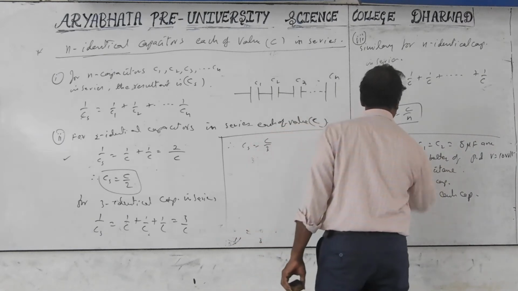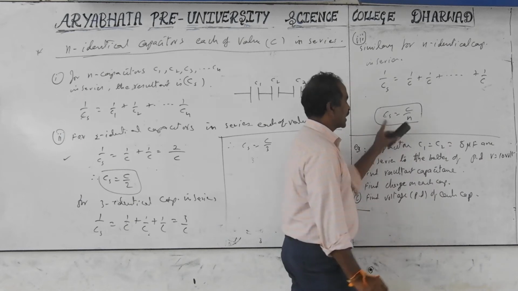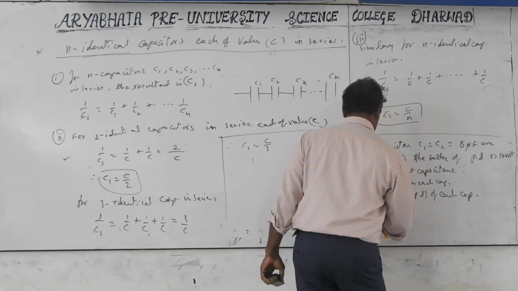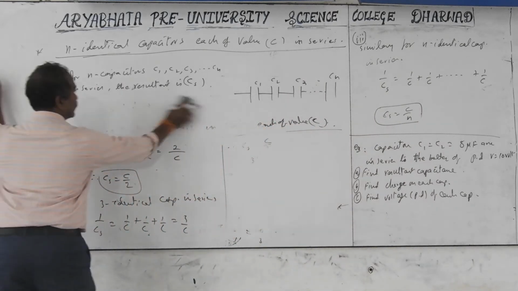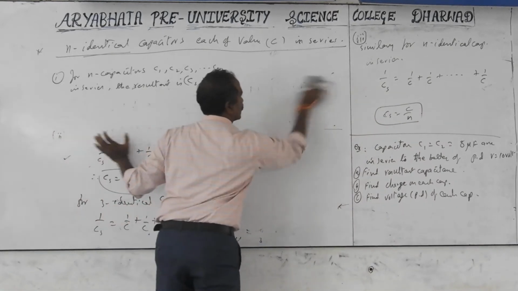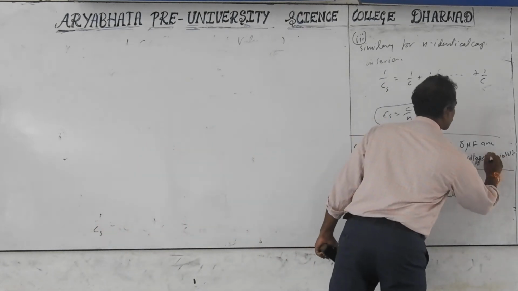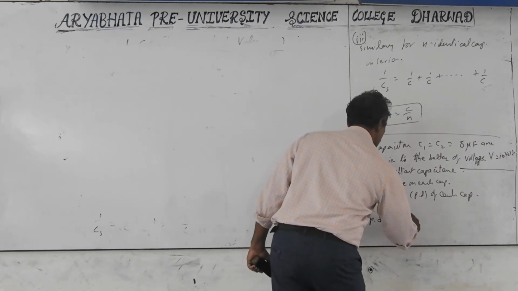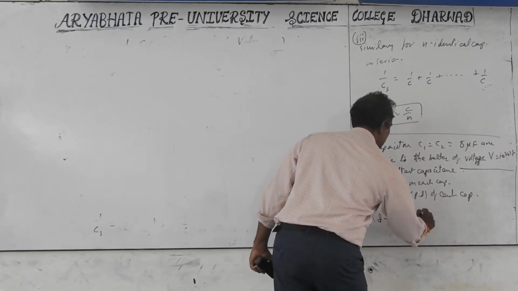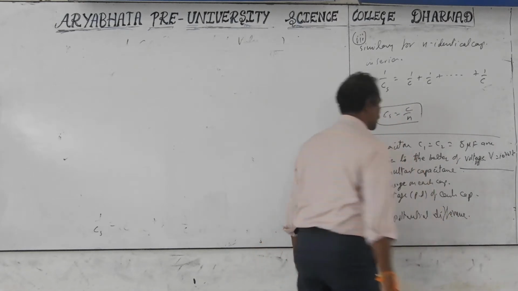You take the calculation of the series combination. You can take 1 by C equal to 1 by C1 plus 1 by C2, or directly can go for it. This P means potential difference. Short form, we are going to represent as P.D.